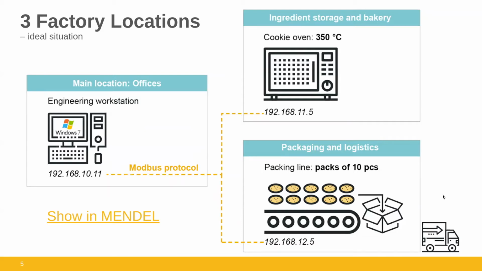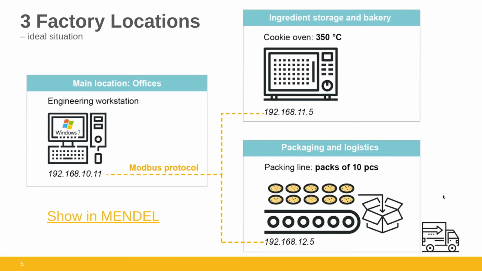All those locations are somehow connected between each other. They are connected using both the IT networks and the OT networks, because in both of the locations there are machines that are used to prepare the cookies and help the process of creating the cookies and shipping them to the others.